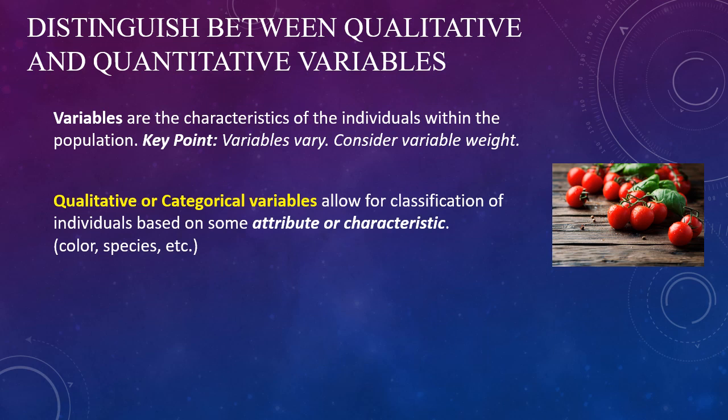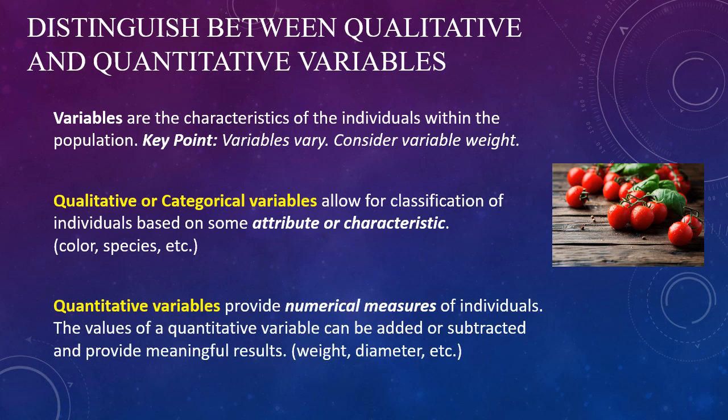So qualitative or categorical variables allow for classification of individuals based on some attribute or characteristic. For example, we may only want to consider red tomatoes, or we might want to consider different species of a tomato, etc. These are qualitative or categorical. So it's based on an attribute or a characteristic. Quantitative, like the name suggests, are numerical measures of individuals. The values of the quantitative variable can be added or subtracted and provide meaningful results. Some examples might be the weight of the tomato, the diameter of the tomato, maybe the number of tomatoes per plant, etc. Okay.